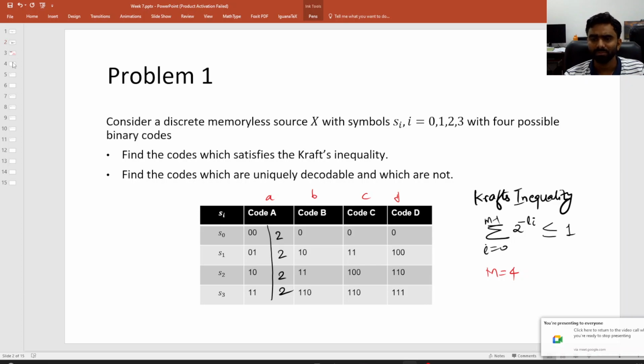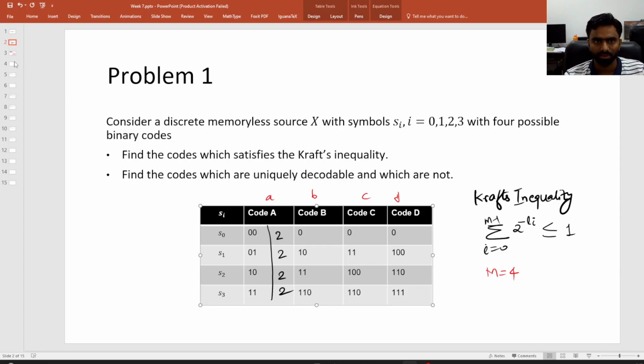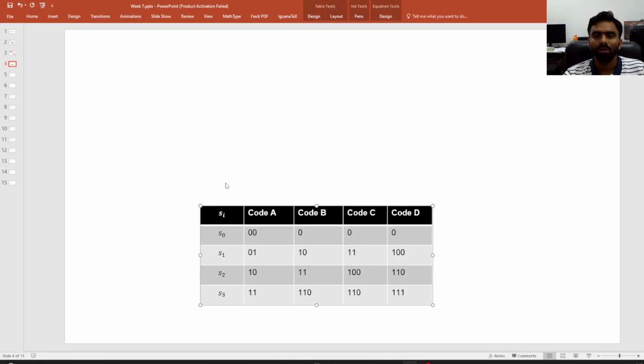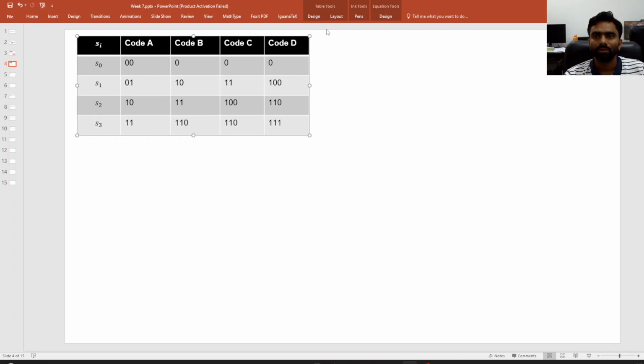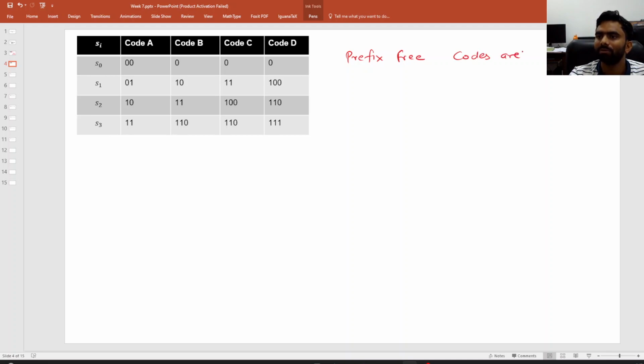Yes, correct. So let's again copy this one here. So what is the criteria for a prefix free code? The criteria is the code should be prefix free. So prefix free codes are uniquely decodable. That we should remember.